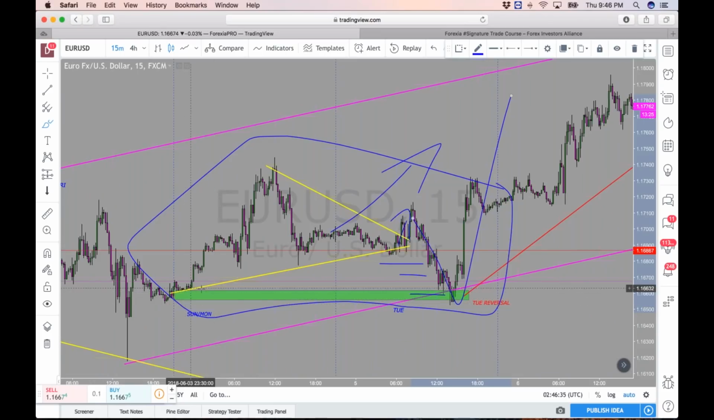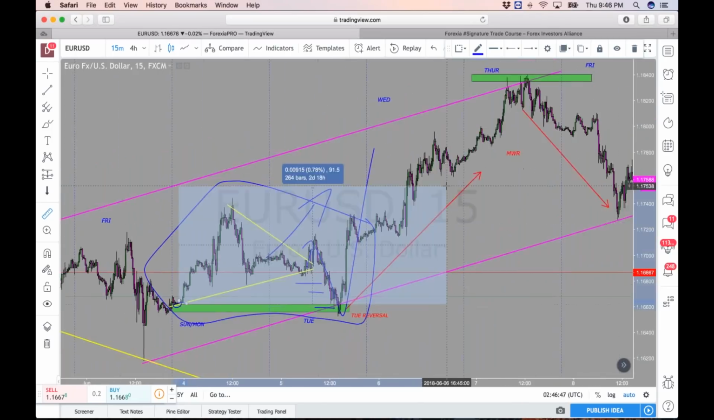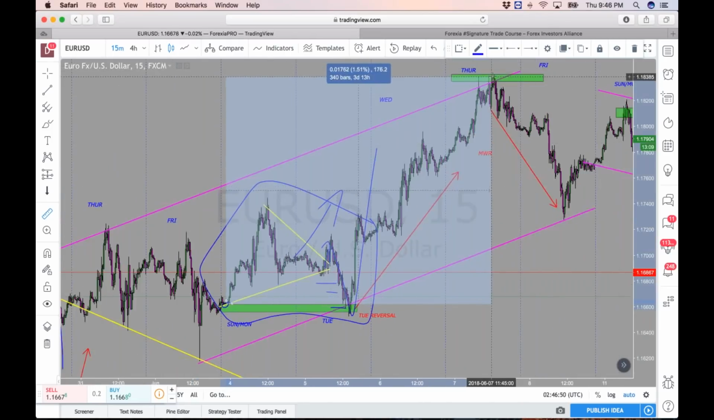Tuesday reversal off of Sunday, Monday's low. You had a buy limit order off of Sunday, Monday's low. It would have gone in 9.6 pips of drawdown, and you could have caught an easy 175 pips until the next reversal day.